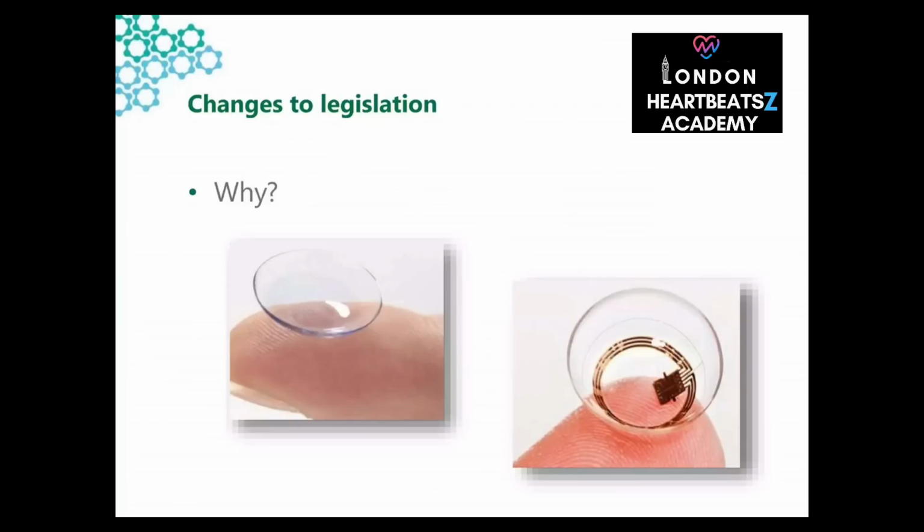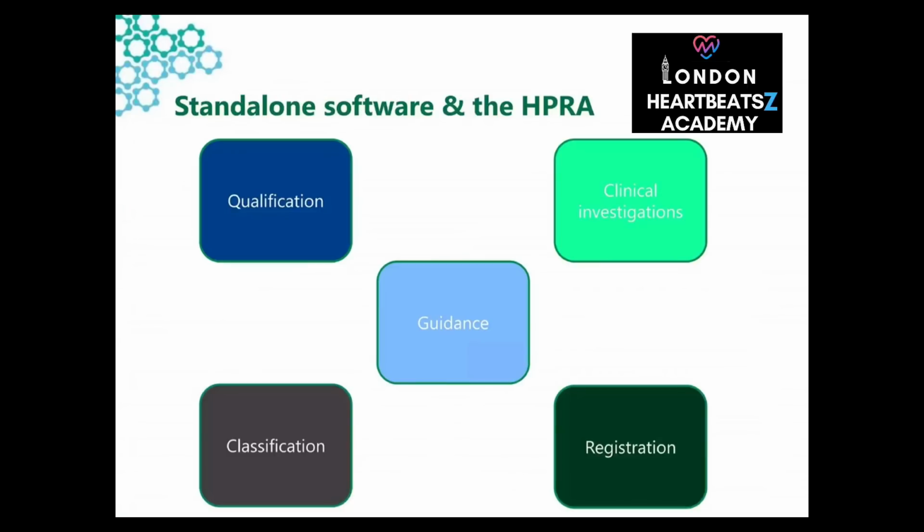Imagine a fitness app that encourages excessive exercise without taking into account someone's health conditions. That could lead to injury or even make a health problem worse, even if the app itself is working fine. Wow, so it's about the bigger picture of how it's used. Exactly. So what does the HPRA do in all of this?